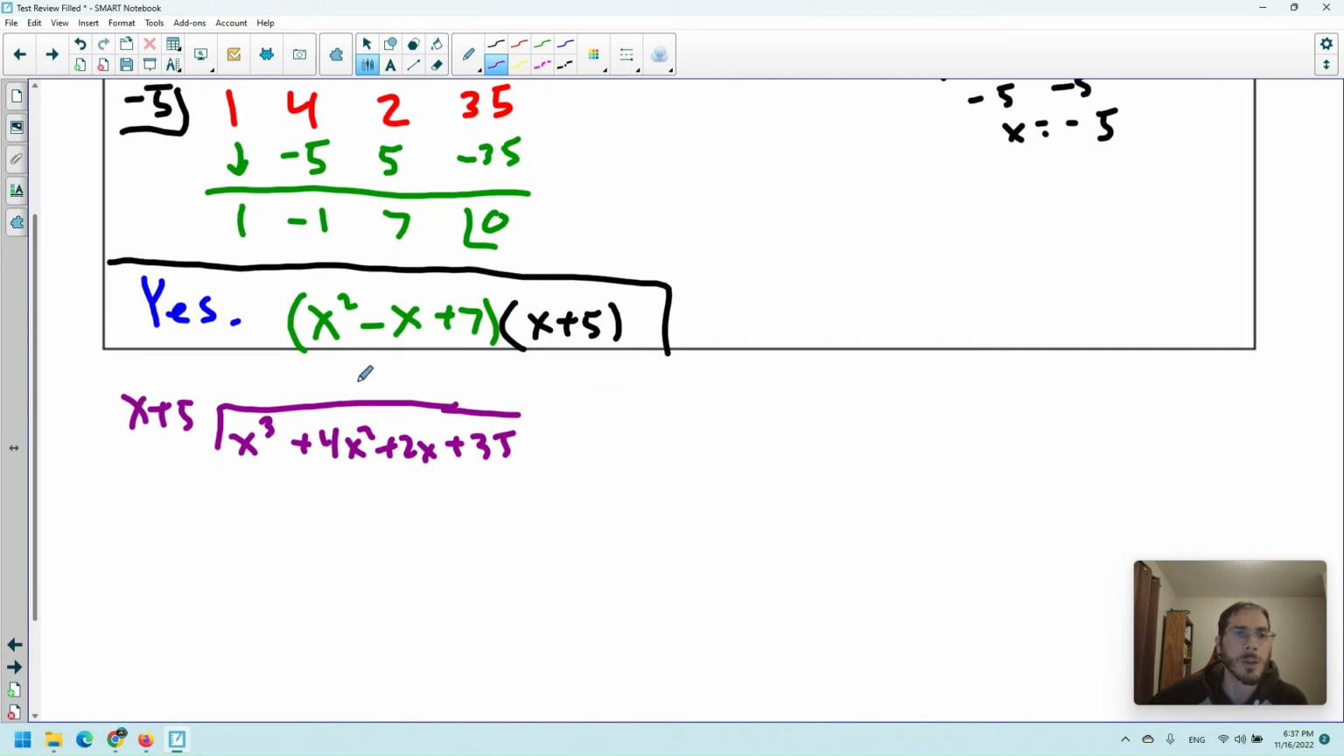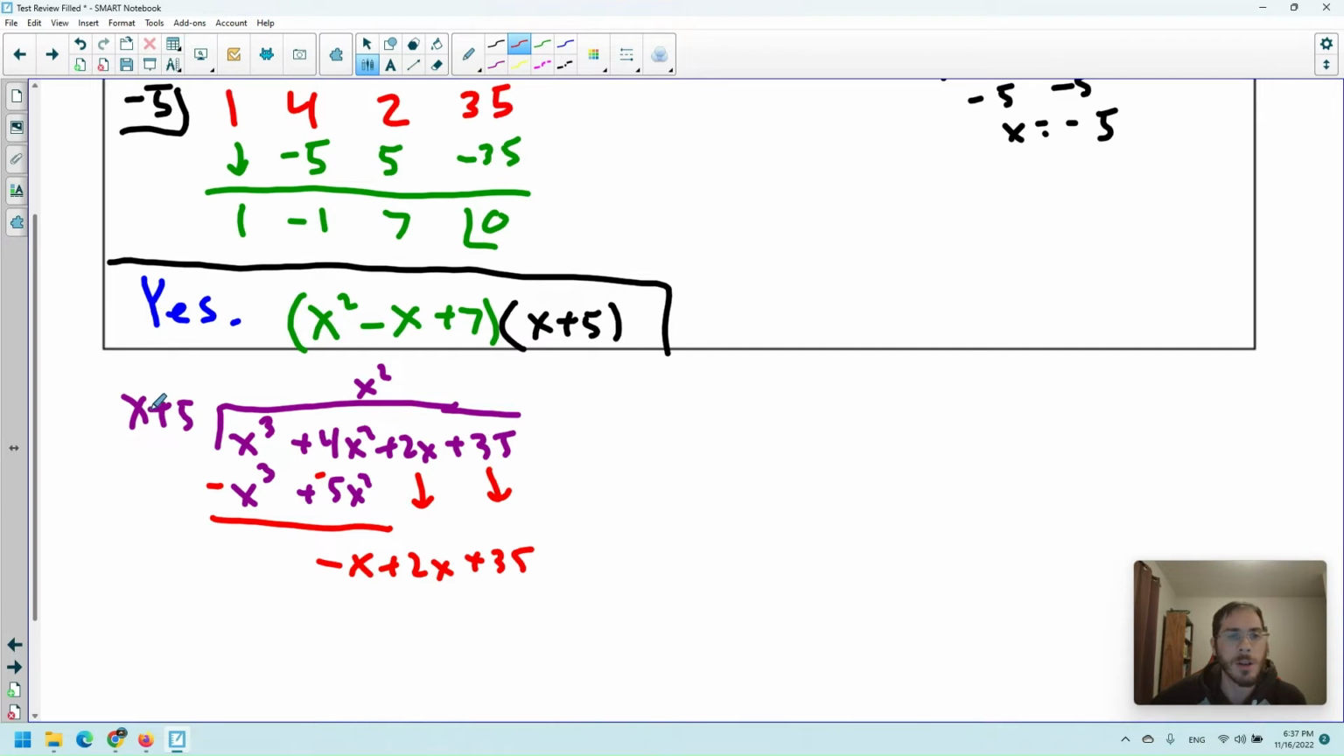So we know x squared times x would be x to the third. So that's going to give me x to the third. X squared times 5 is 5x squared. Got to switch the signs because we're subtracting when we do long division. We get minus x. Bring everything down. Plus 2x plus 35. All right, now we see, I've got x. I need to get to negative x. So that means I'm going to do minus 1x.